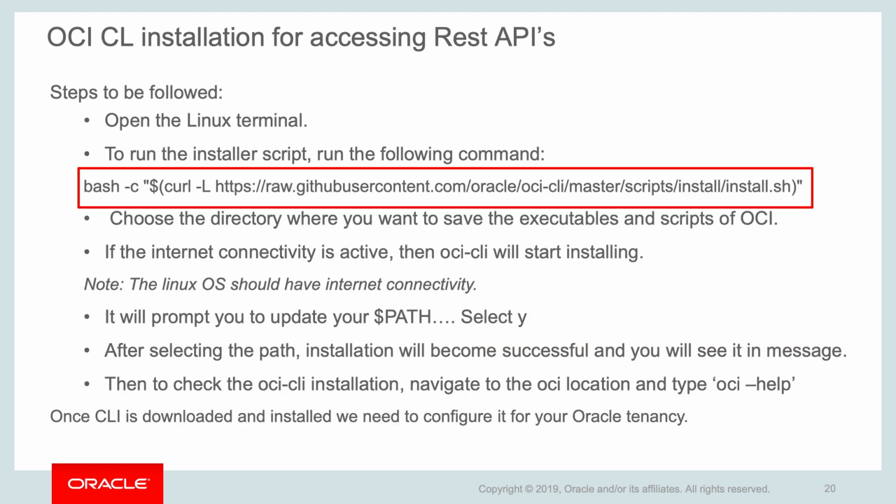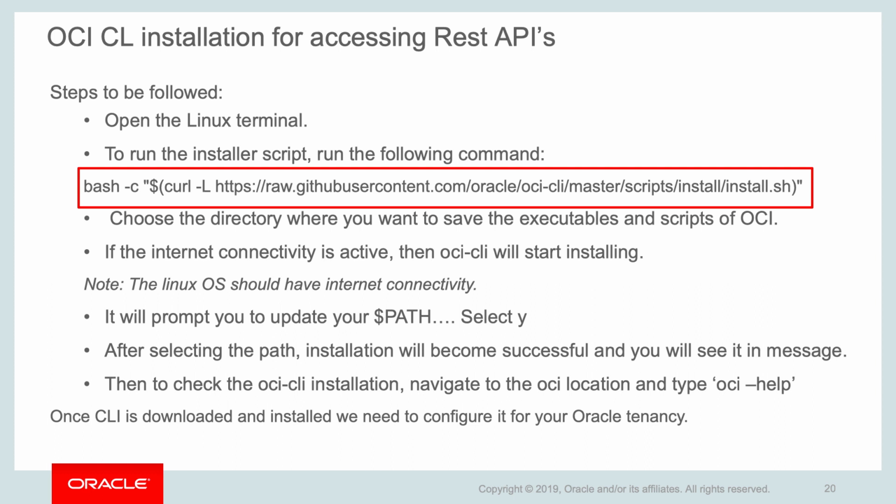So for OCI CLI installation for accessing REST APIs, there are certain steps which have to be followed. You will have to open up the Linux terminal. As I said, you can install it on a Windows machine, but in this example I'm going to do it on Linux. Then, specific to the operating system, you have the commands. The command here to run the installer is bash -c curl, and it gives you a location of the install.sh script. Choose the directory where you want to save the executable and script of OCI. You need to make sure that internet connectivity is there in order for OCI CLI to get installed.